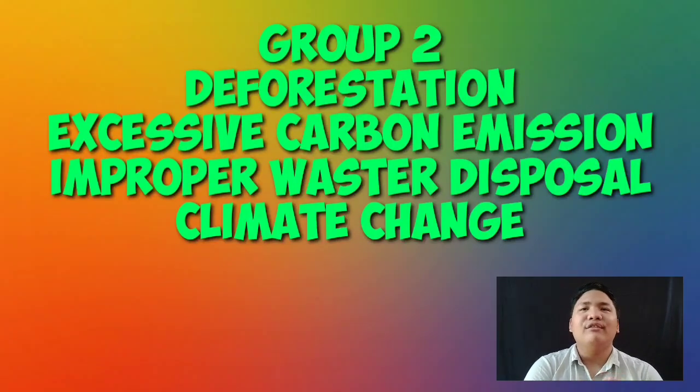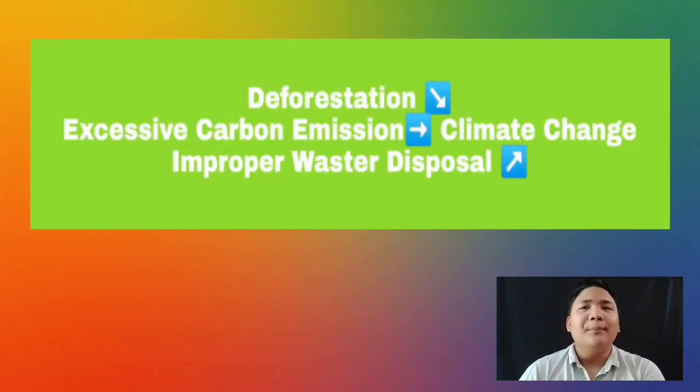Alright, they have received 4 words: deforestation, improper waste disposal, excessive carbon emission, and lastly, climate change. And as we can see, they have paired climate change with deforestation, climate change and excessive carbon emission, climate change and improper waste disposal. And in this way, we can see that the second group were able to show the relationship through a cause and effect relationship.